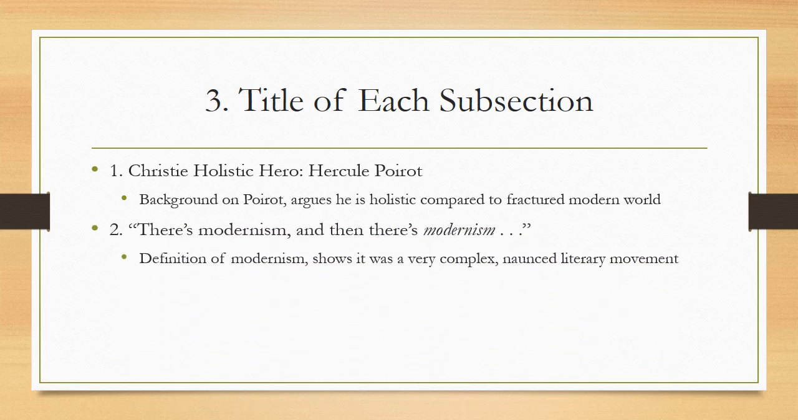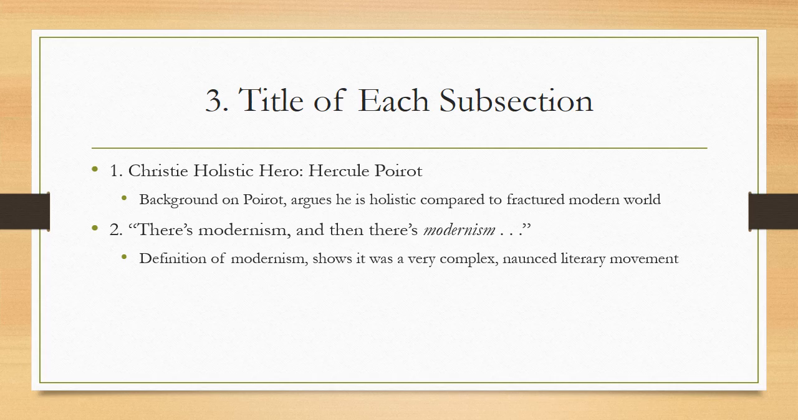The next subsection is called "There's Modernism, and then there's Modernism." So, more background and context. There's a few pieces going here, right? There's Agatha Christie, there's Hercule Poirot, and there's modernism. Those are like the three pieces of this article. So in the first subsection, you have background on Poirot. In the second subsection, you have background on modernism.